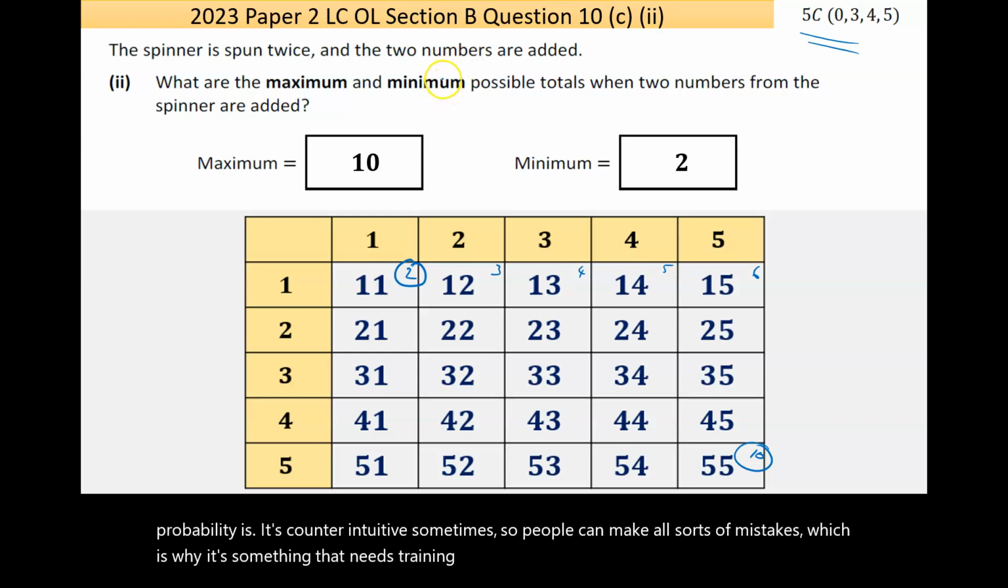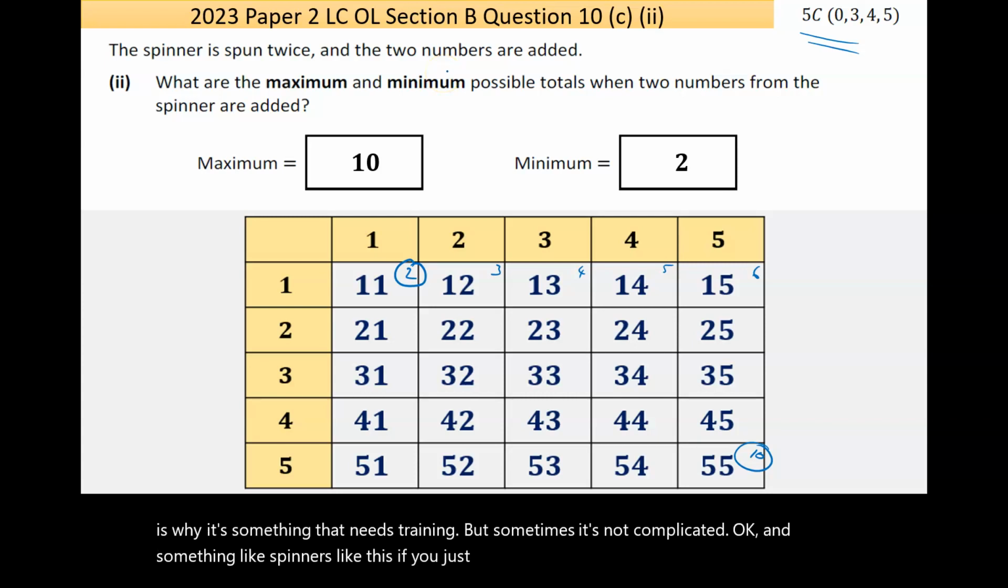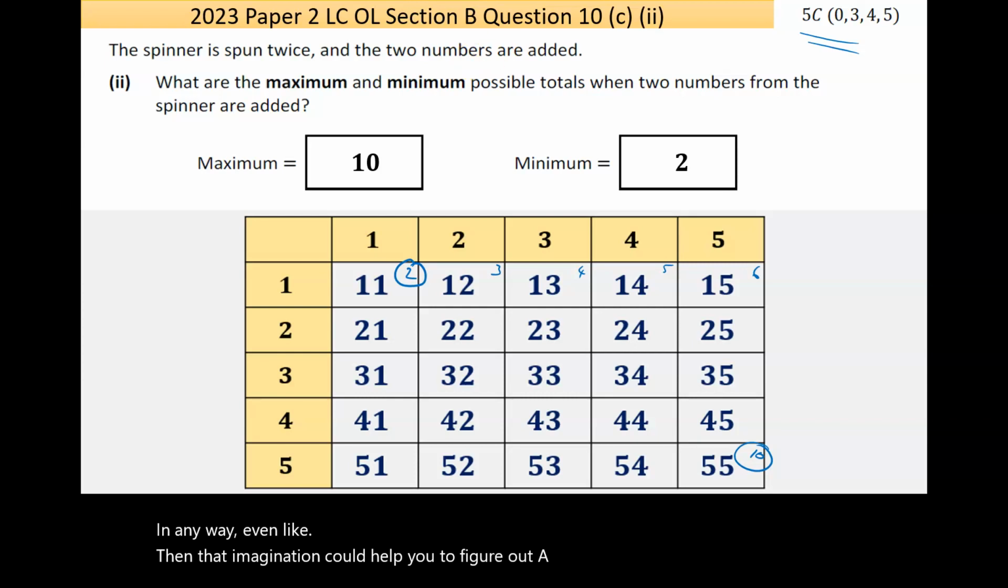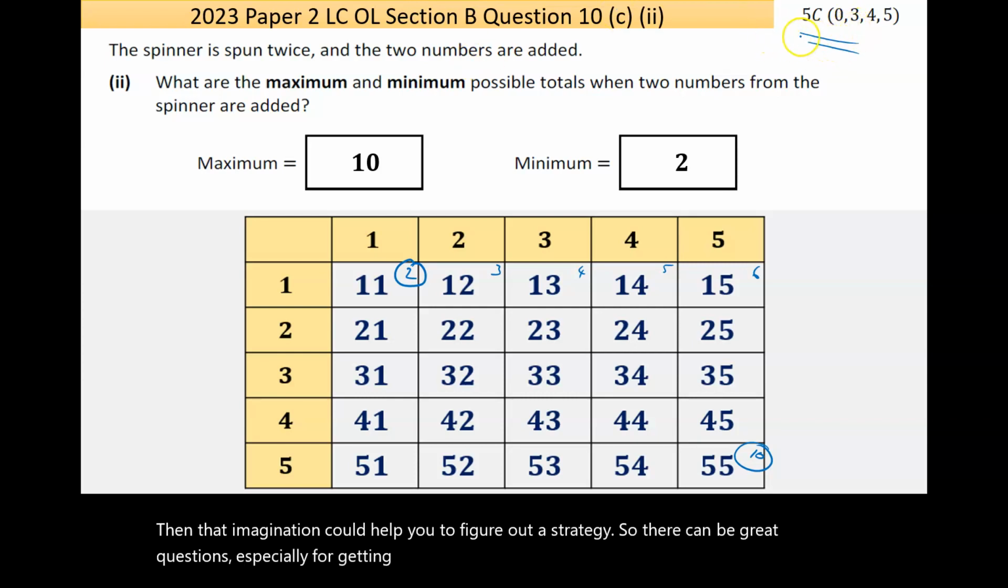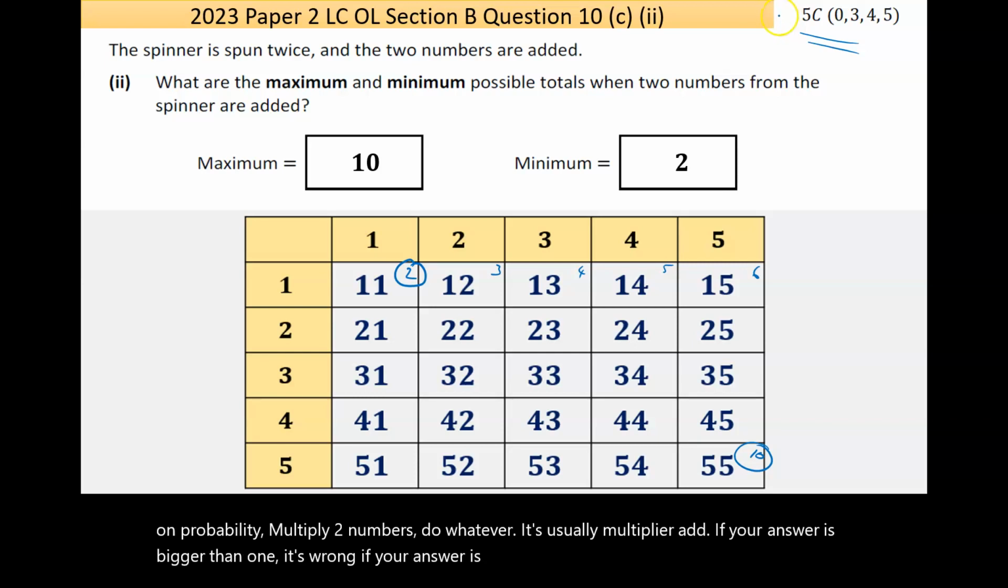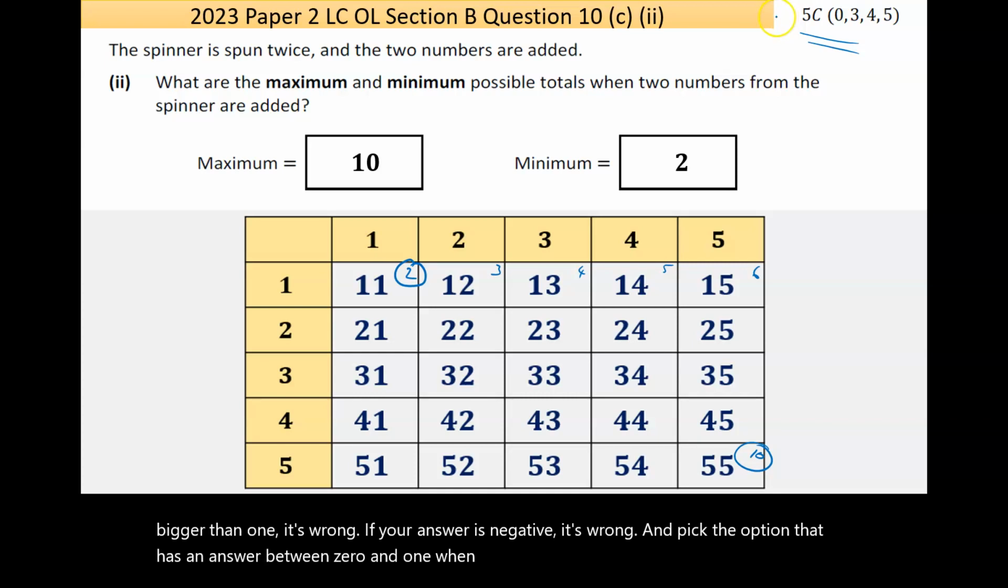But sometimes it's not complicated. Something like spinners like this, if you can imagine it in your head, in any way, that imagination can help you to figure out a strategy. So they can be great questions, especially for getting attempts. Be trying something. Never leave a blank space in probability. Multiply two numbers, do whatever. It's usually multiply or add. If your answer is bigger than 1, it's wrong. If your answer is negative, it's wrong. And pick the option that has an answer between 0 and 1 when it's in decimal form.